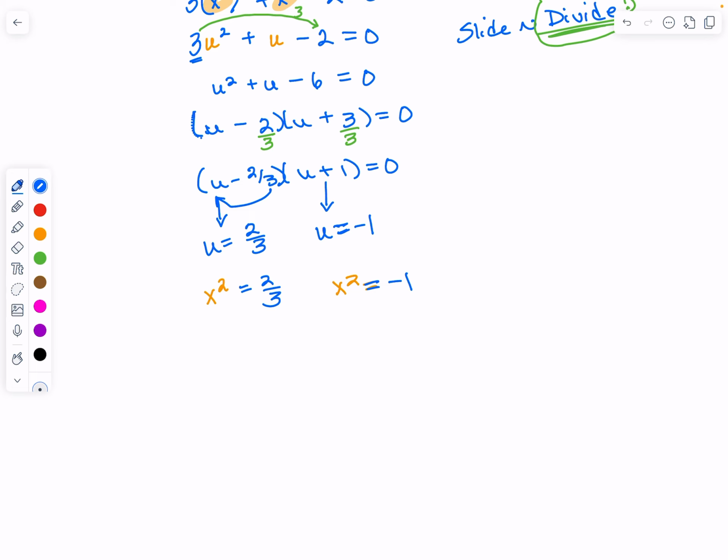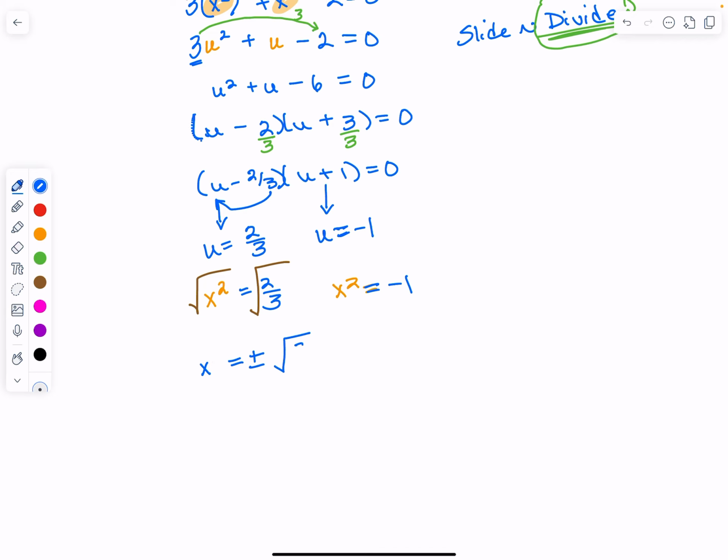And now I've got this thing where you have x squared equals a number, so I'm going to take the square root of both sides. Square root of both sides. So in this case, I get, excuse me, not x squared, it should just be a regular old x, right? So I get x equals the square root of 2/3.